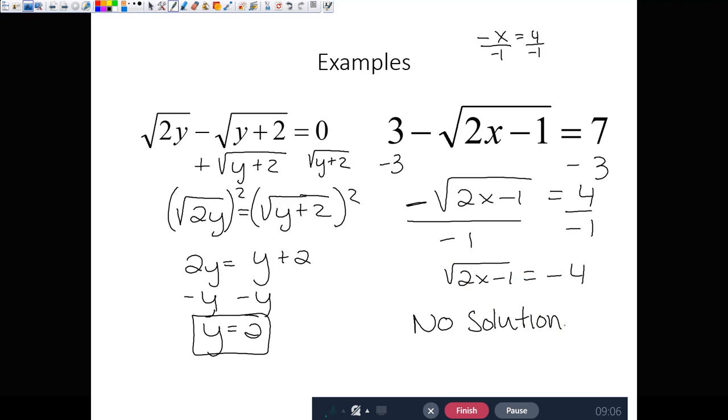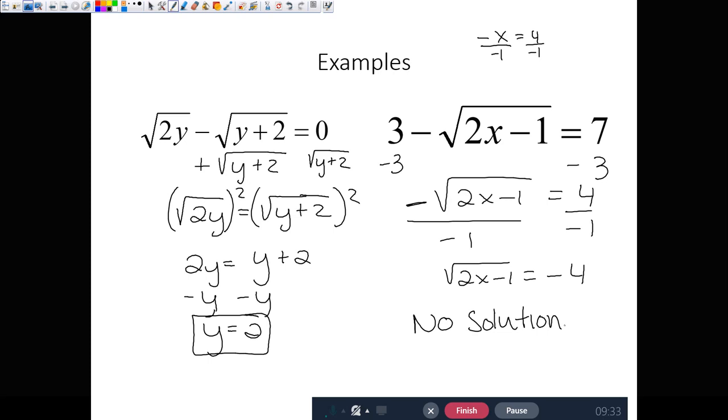Because if we were to solve this, we would square negative 4 and get 16. Then we would have 2x minus 1 equals 16. Then I would add 1 and get 2x equals 17, and then divide by 2. If I placed a negative number in here, this would have a negative number underneath it, and we couldn't have a negative number underneath the radical.